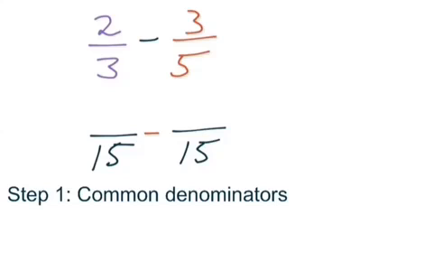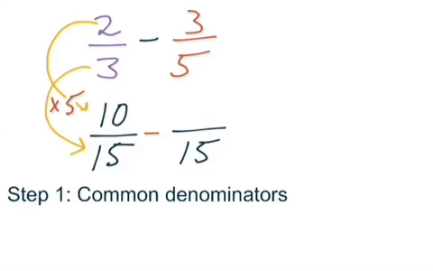So I'm going to rewrite this with some new common denominators here. I'm going to look at 3, and I'm going to actually use some arrows here. 3 goes into 15 how many times? Well, 3 times 5 is 15. So if 3 times 5 is 15, I'm going to take my numerator and run it through the 5. 2 times 5 is 10, so that's my new numerator.